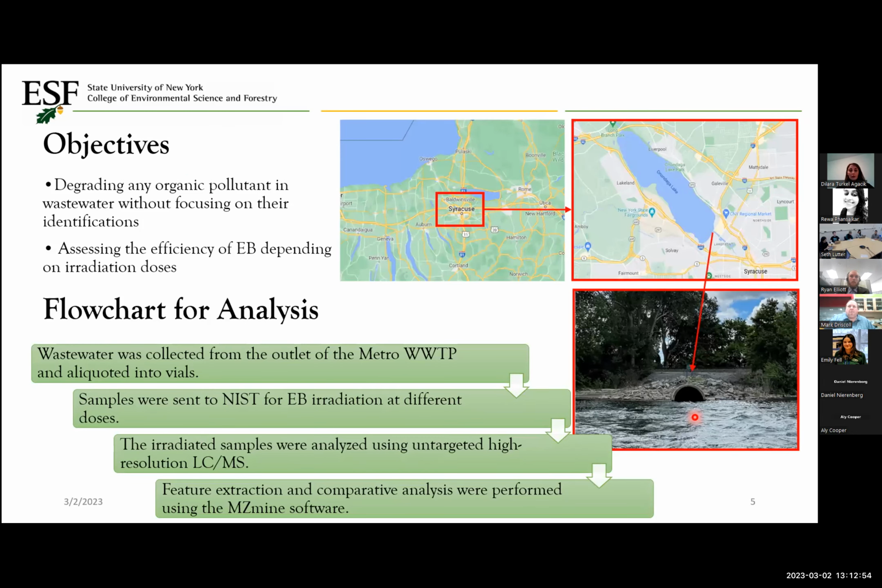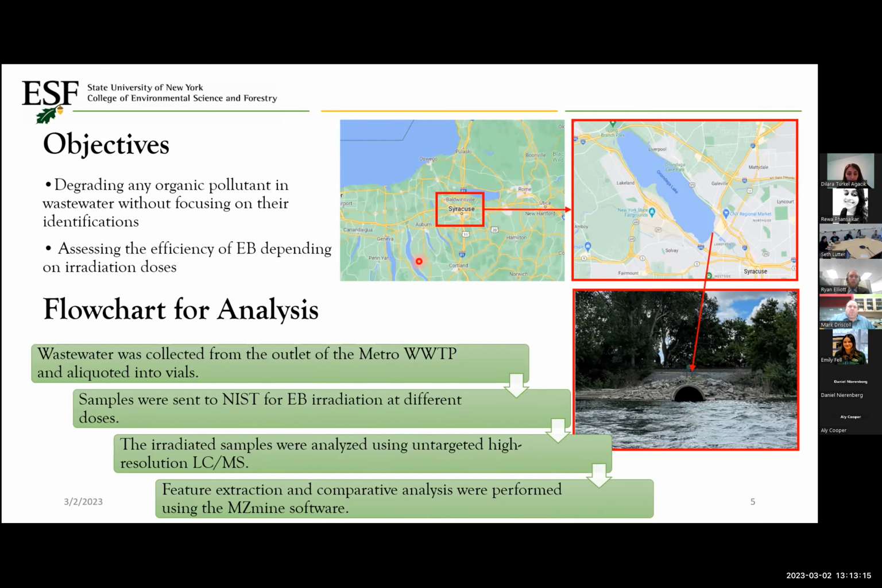Okay, so here are the objectives of our project. The objectives are to degrade any organic pollutant in wastewater without focusing on their identifications, and to assess the efficiency of electron beam depending on irradiation doses.